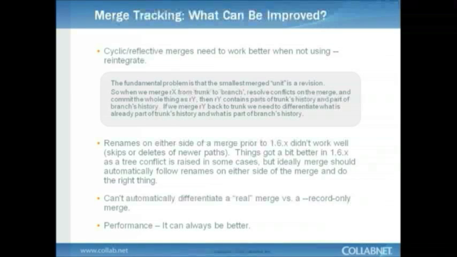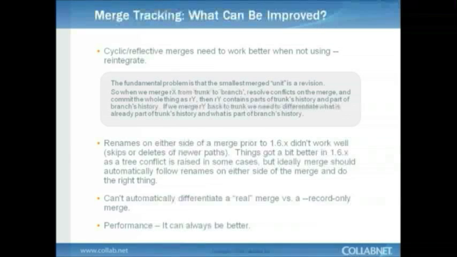If we then merge revision Y from branch back to trunk, we need to differentiate what is already part of trunk's history versus what is part of branch's history. If we don't, we can end up with needless conflicts, and that, when you're not using reintegrate, is frequently what happens today.